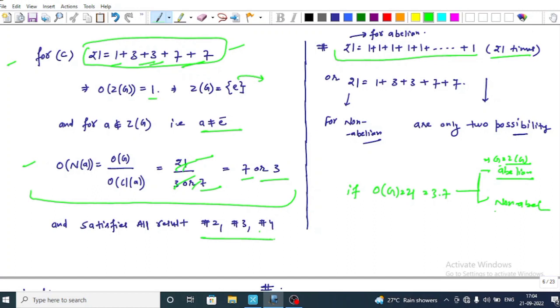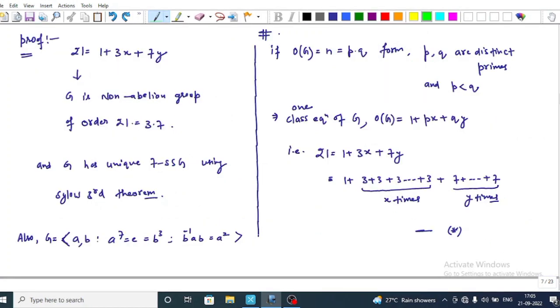Now if G is non-abelian, this implies that its class representation is 1 plus 3 plus 3 plus 7 plus 7. I have a proof for this class equation. For this proof, firstly we have to remember the result that if the order of G is n equals pq, where p and q are distinct primes such that p is less than q, then the class equation of G is: order of G equals 1 plus p repeated x times plus q repeated y times. That is, for a group of order 21, it equals 1 plus 3x plus 7y, that is 3 repeats x times and 7 repeats y times.